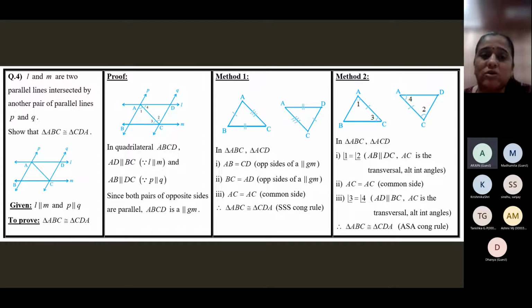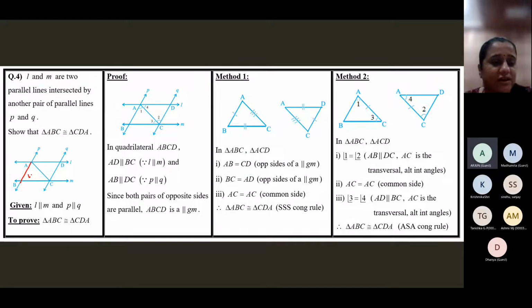So we know that in a parallelogram, opposite sides are equal. Also, in a parallelogram, opposite angles are equal. Both the pairs of opposite sides are equal, and both pairs of opposite angles are equal. So now let's look at this method one, this proof. So we prove that ABCD is a parallelogram. Now see here, we'll take up these two triangles, ABC and ACD. AB is equal to CD.